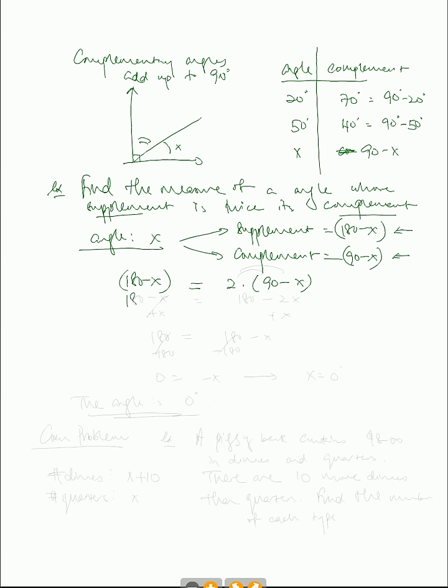If you solve that, 180 minus x is equal to, distribute that, 180 minus 2x. You're going to add x to both sides, for example. So 180 is equal to 180 minus x. And then you're going to subtract 180 on both sides. So 0 is equal to negative x, which means x is 0 degrees. So the angle we're talking about is 0 degrees.